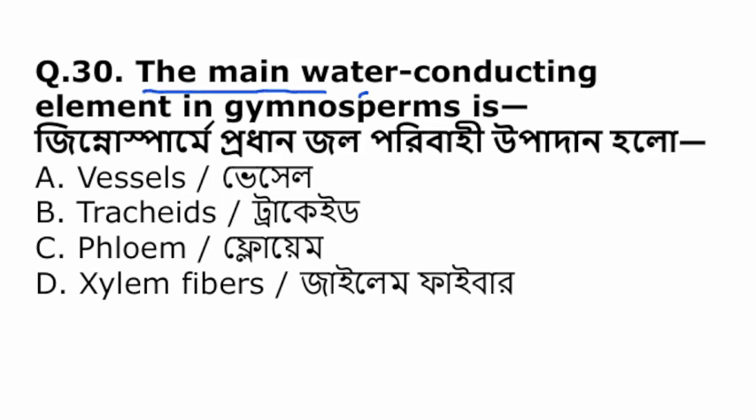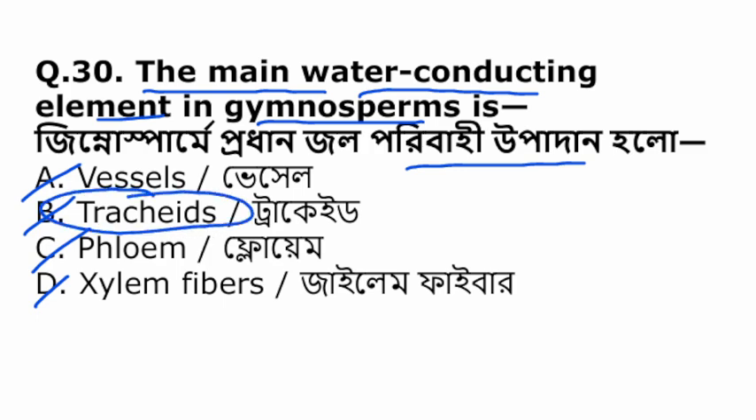The main water conducting element in gymnosperm is? Vessels, tracheids, phloems, xylem fiber. The main water conducting element in gymnosperm is tracheids.